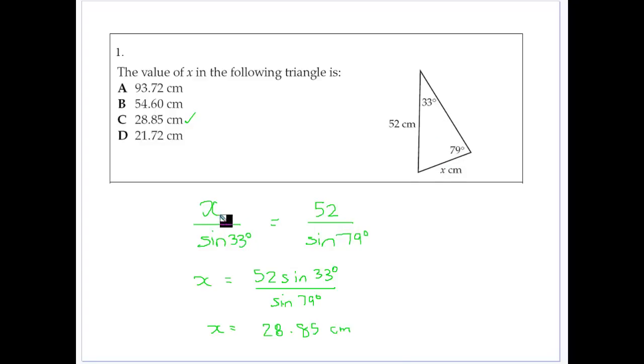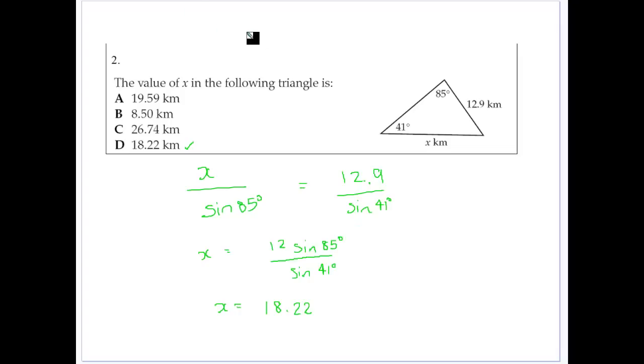Then what we want to do is solve an equation. We've got an equation with one unknown, because we can calculate sine 33 and sine 79. So we put our unknown by itself by multiplying by sine of 33. We get our relationship for x, put that all in the calculator, calculate it out, and we get 28.85, which is one of the answers up there.